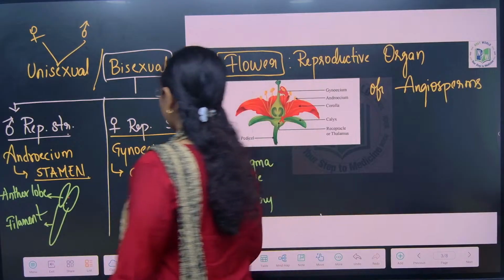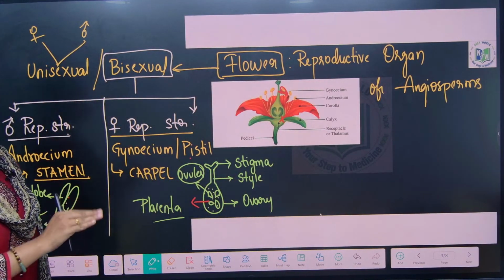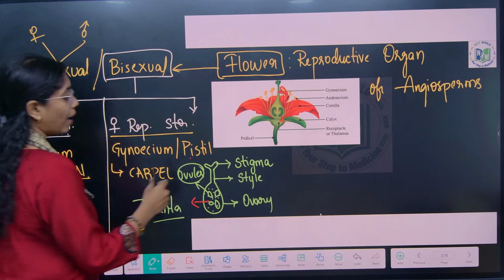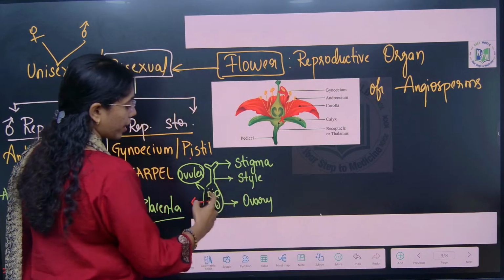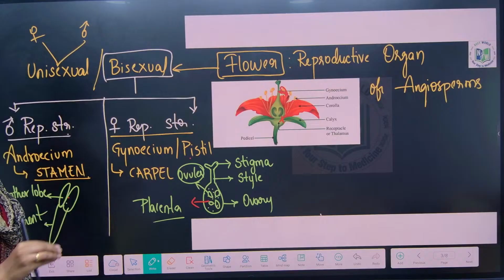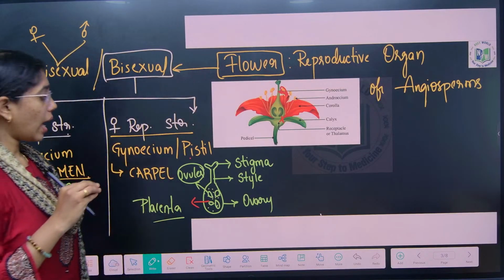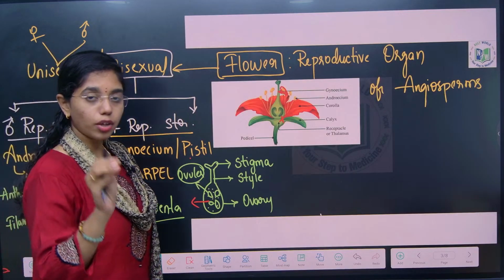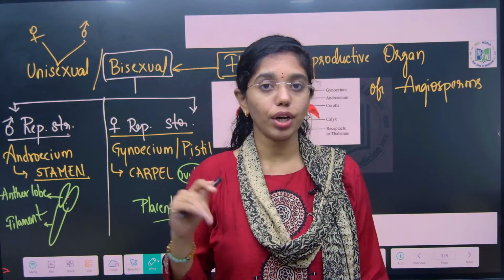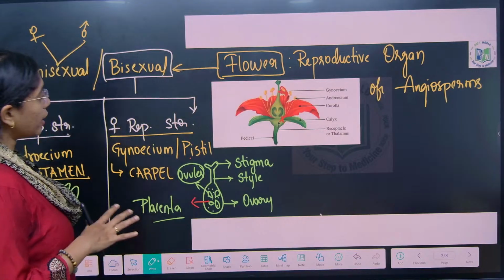The proximal end of the filament is connected to the thalamus, and the distal end is attached to the anther lobe. The female reproductive structure is known as gynoecium or pistil. A pistil can be monocarpellary or multicarpellary. A single carpel unit has stigma, style and ovary. The ovary has a fluid filled space known as the placenta. In the locules of the placenta, you will have ovules. The arrangement of ovules inside the ovary is addressed in the concept of placentation that we will be learning in morphology. Got it, right? Till here it is clear.